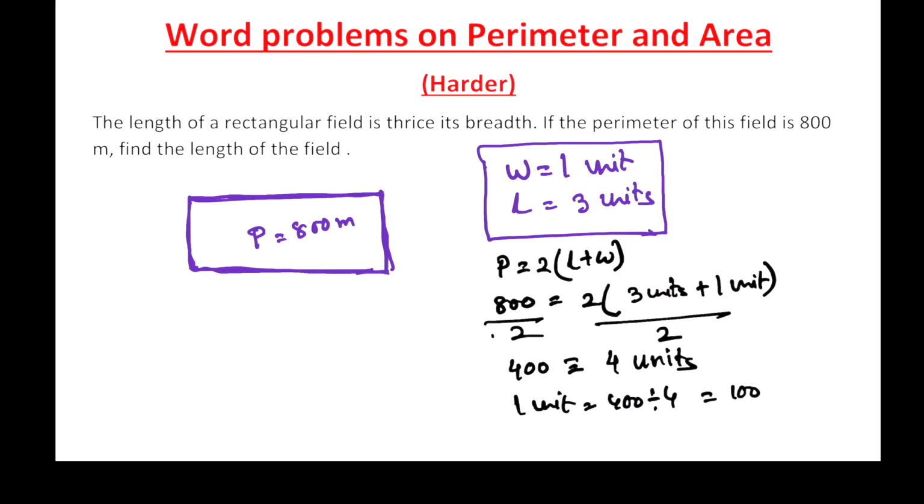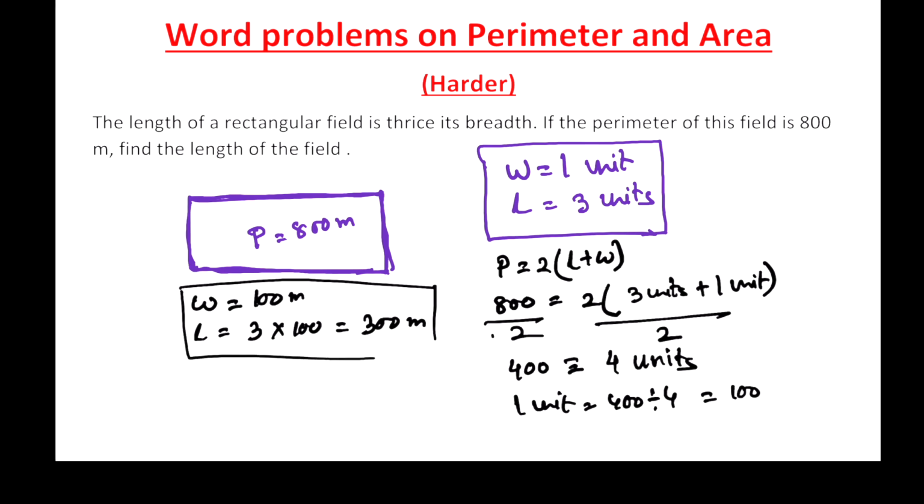So we can say width is equal to 100 meter, length is equal to 3 times that width, which is 3 times 100, equal to 300 meter. We found length equal to 300 meter and width equal to 100 meter. That's the requirement of this particular problem. They want us to find out the length. So width is 100, length is 300 meter.